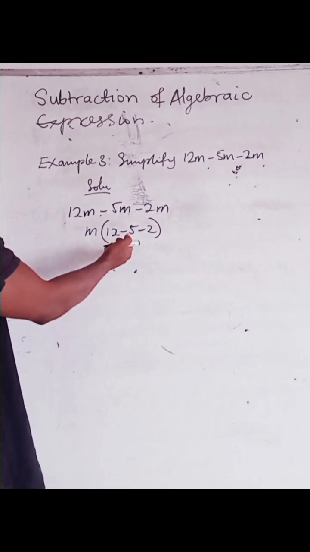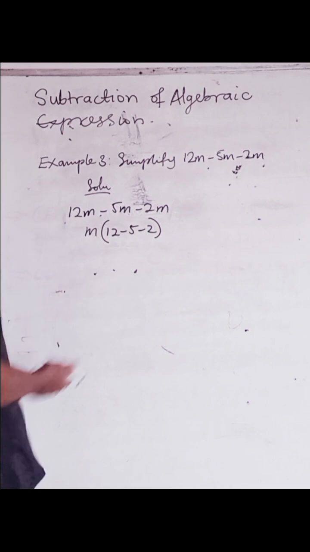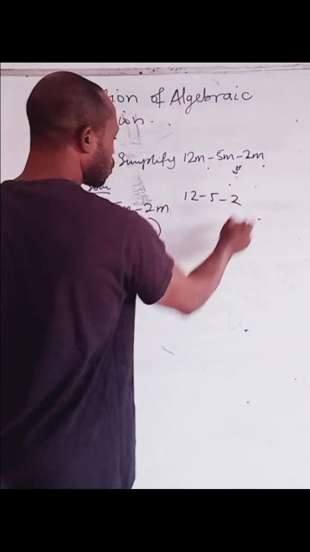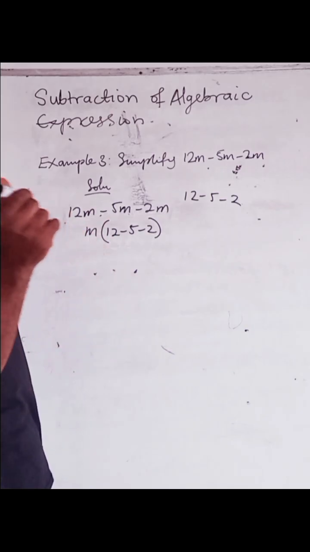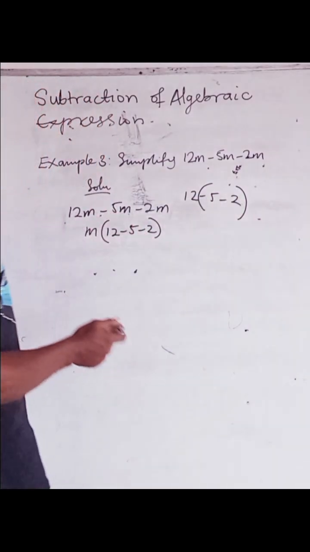Now, how do we solve this? This is 12 minus 5 minus 2. 12 minus 5 minus 2. How do we go about this? So this is what I'm going to do. First of all, I'm going to work on minus 5 and minus 2.